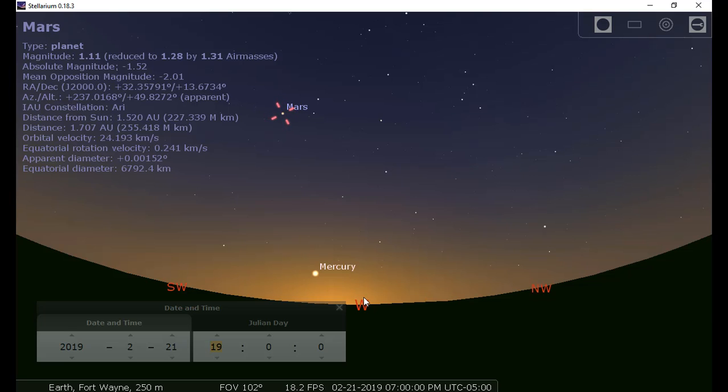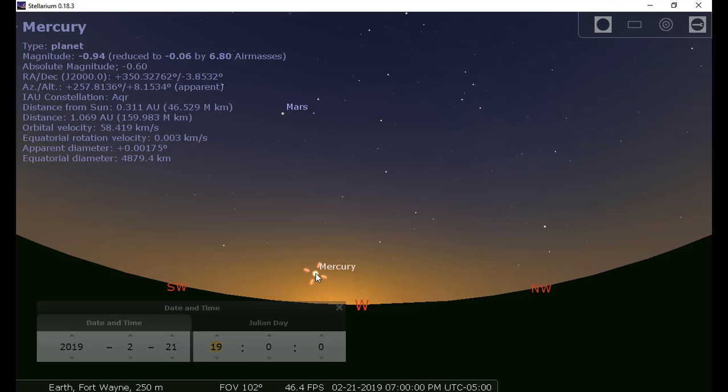So we're going to record this information in a table somewhere, and we're again going to note that this is in the southwest sky. We're also going to make a measurement of Mercury. So I'll click on Mercury, and we can see that Mercury, being closer to the horizon, is only at about 8.2 degrees above the horizon, so an altitude of 8.2, and an azimuthal measurement of 257.8. So we write those down in our table.